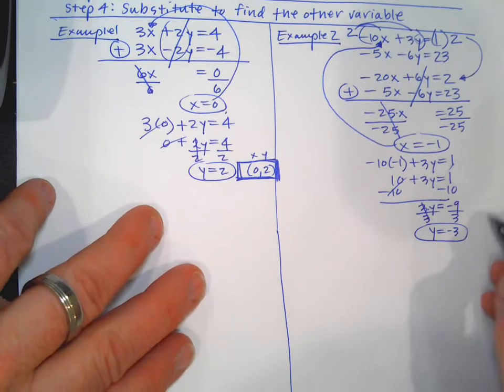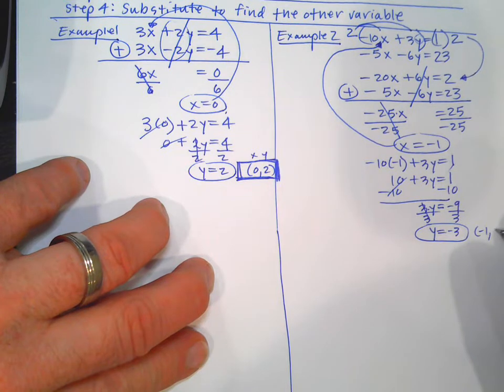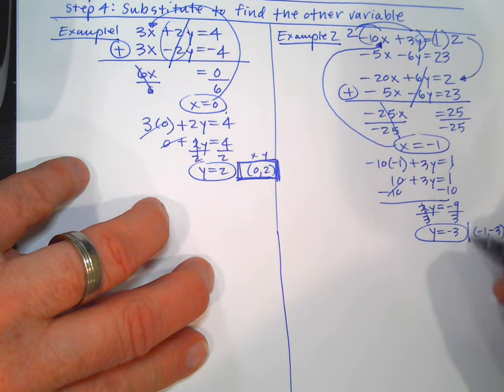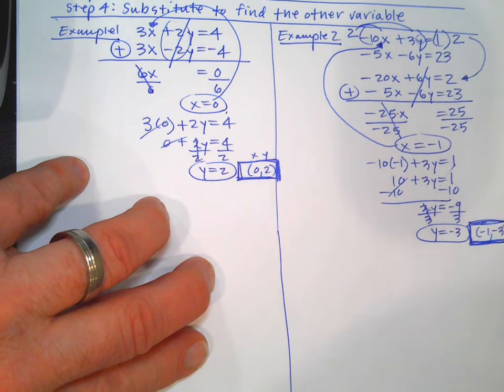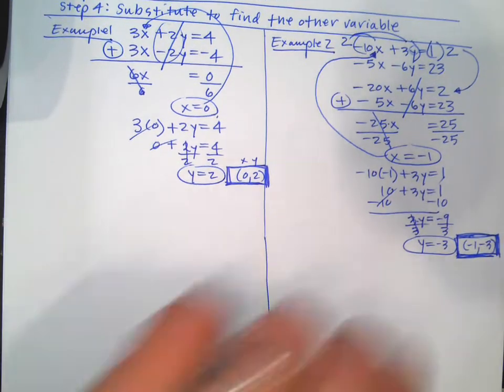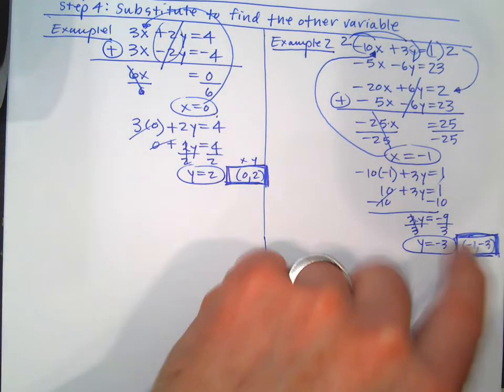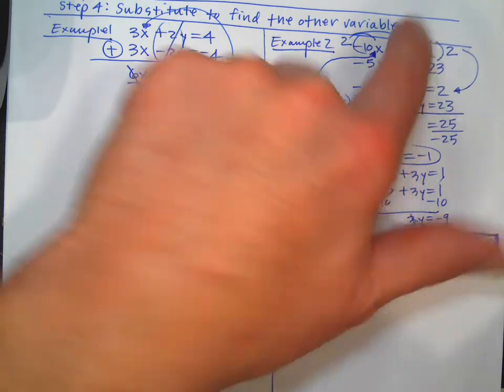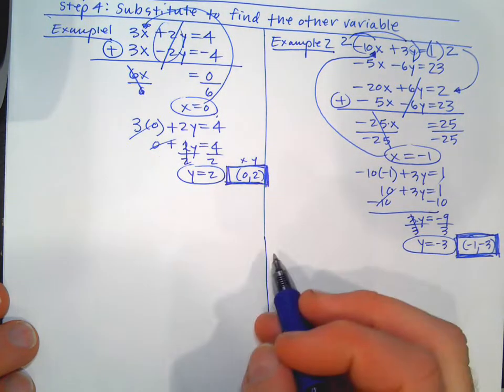Now we're always going to write our answers as ordered pairs. So it's going to be negative 1, comma, negative 3 in parentheses. Now we could check these answers just like we've been checking them since section 5.1. Just plug this into both of the original equations and see if it's true. Plug the x and the y in at the same time into that one, see if it works. Plug it into that one, see if it works. You can check your answer that way.